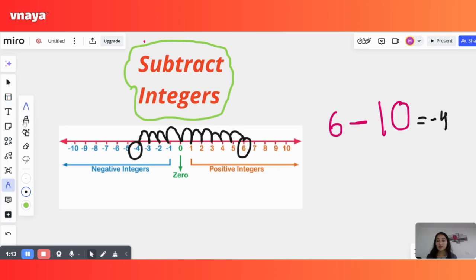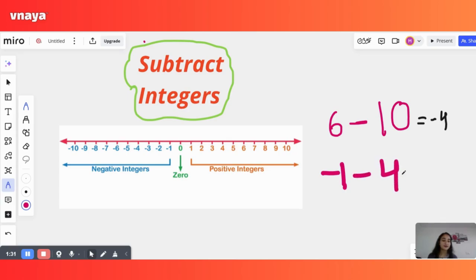Let's take one more example quickly. Let's say this time I will take an integer -1 and I will subtract 4 from it. So I will be starting from the -1. I need to make, as I am subtracting 4 from it, I will be making 4 jumps towards the left side. So let's make it.